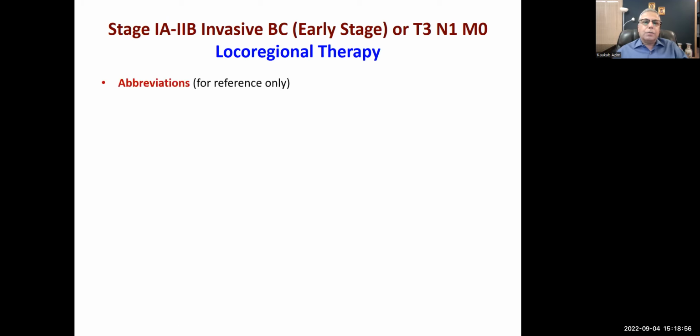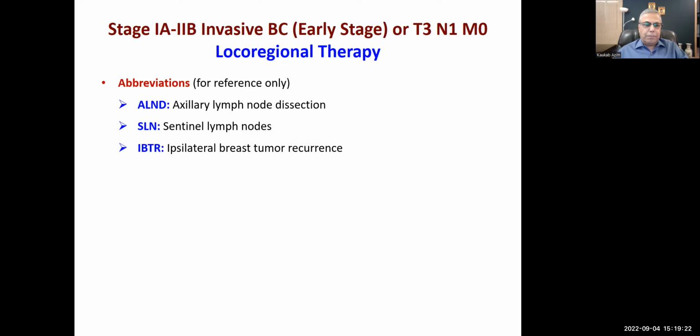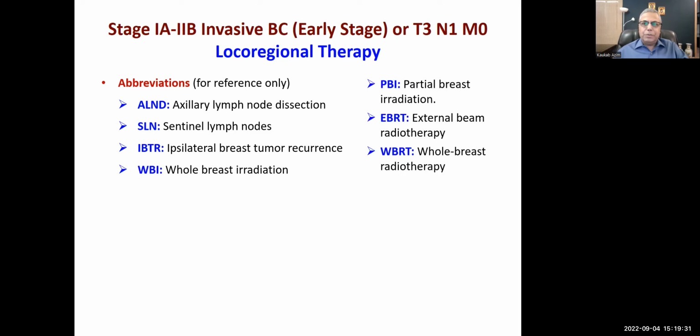So before we go there, there are a few abbreviations. I've not given you all the abbreviations. Again, the abbreviations are given in my pathophysiology lecture or some other lecture. All right, so these are a few important abbreviations, like ALND means axillary lymph node dissection. SLN, sentinel lymph node, I'll explain to you what that is. Then IBTR, ipsilateral breast tumor recurrence. Then we have got different types of radiation therapies. So this is just for your reference. It's good if you know all of them.